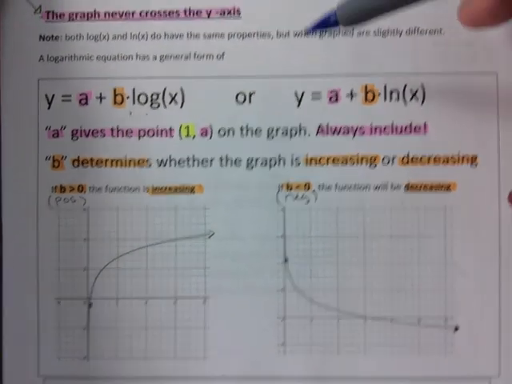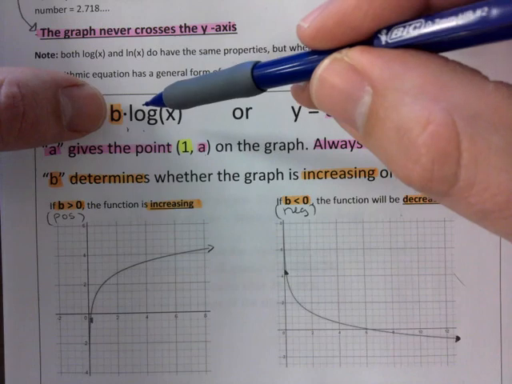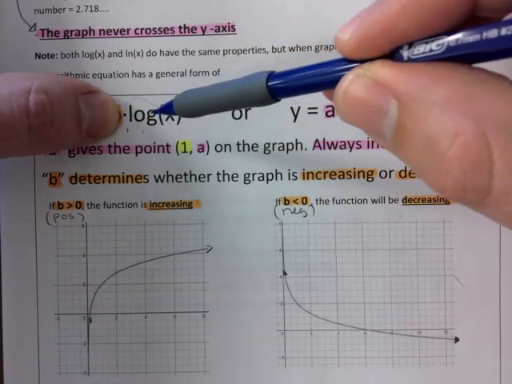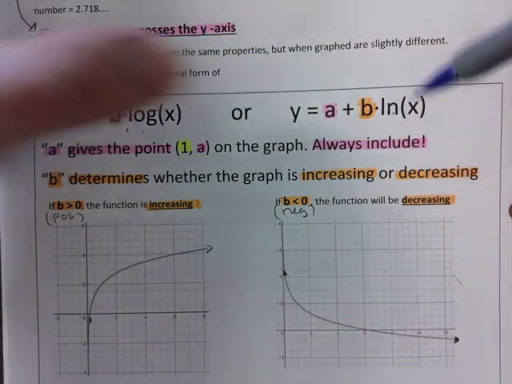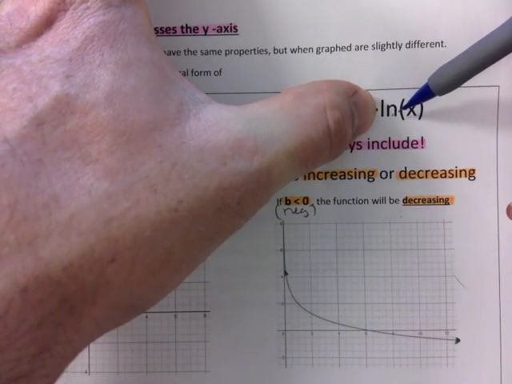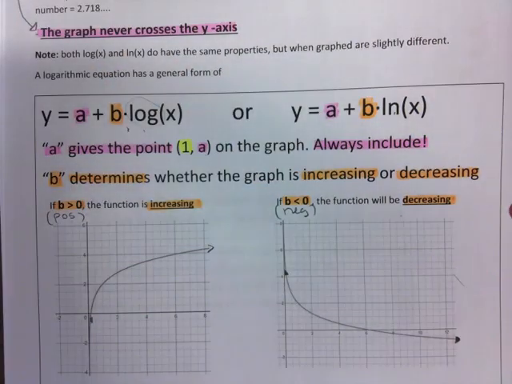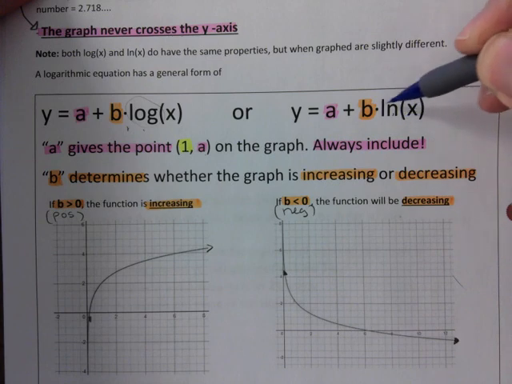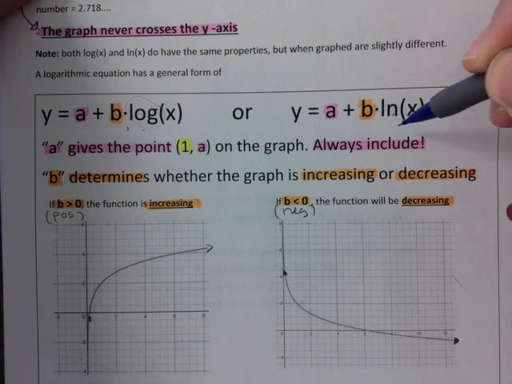Okay, good question. If the question literally says log, you press the log button. If it says ln, you press the ln button. If you do a regression, you're probably wondering, what about a regression? It's always going to default to natural log if you're doing a regression.